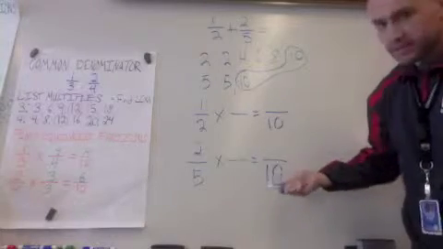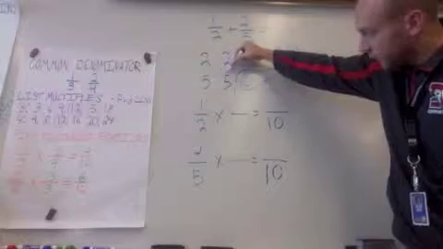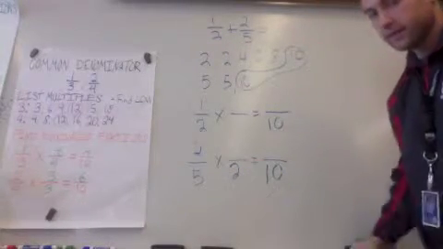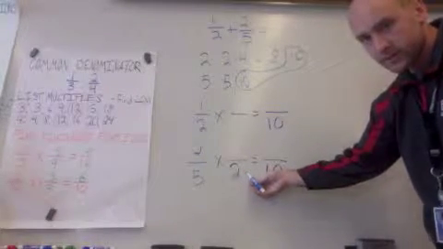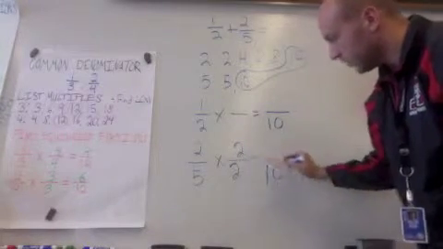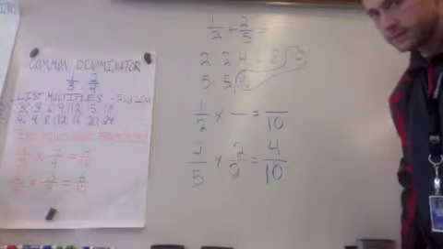So how many times did it take me to get from 5 to 10? Well, if I look up at my multiples, I had to go once, twice. So it took me 2 times to get to 10. Well, we talked today that if you multiply the bottom times by 2, you have to multiply the top by 2. So now one of my new equivalent fractions is 4/10.